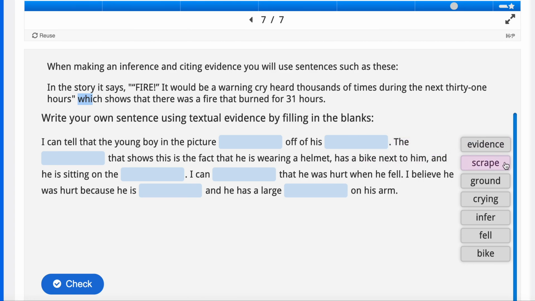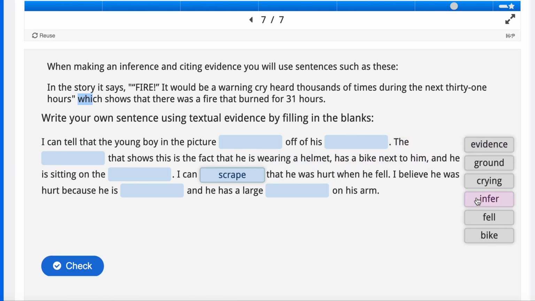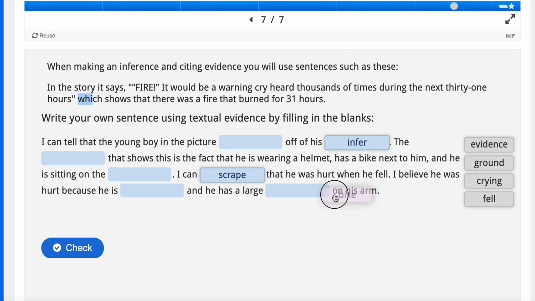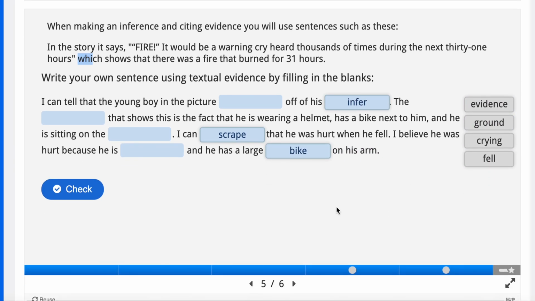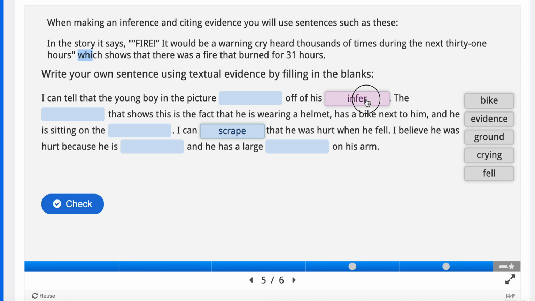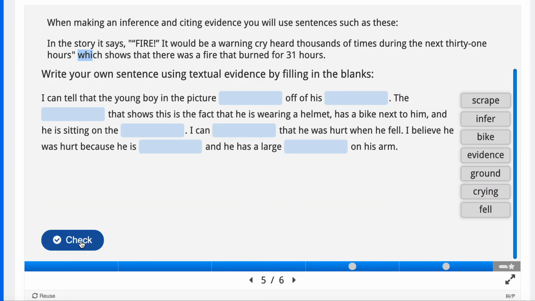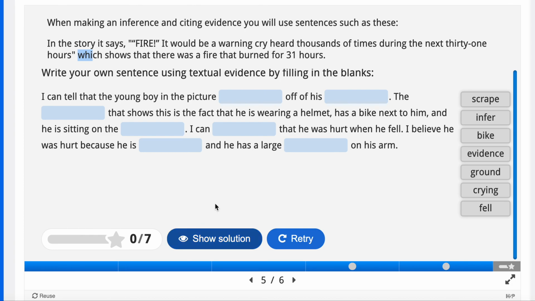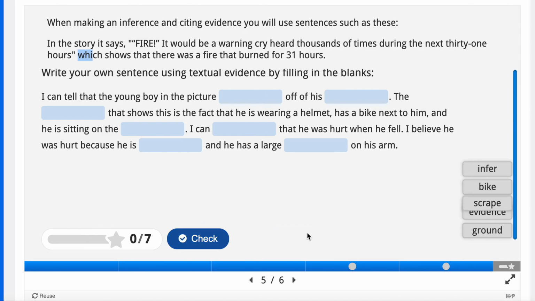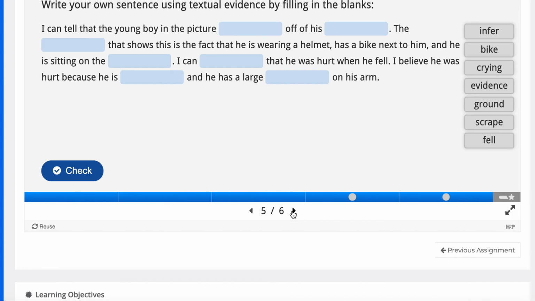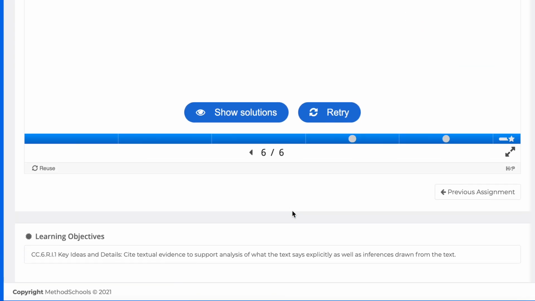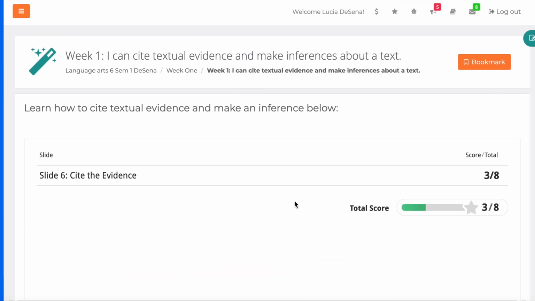So you can just fill in these words wherever you think they go. You decide. These are not correct. I'm just randomly putting them in. I'm just showing you how it works. And then you can check your answer. And if you don't do so well like me, I didn't do so well, you can retry it. And that's the end. Okay, good job.